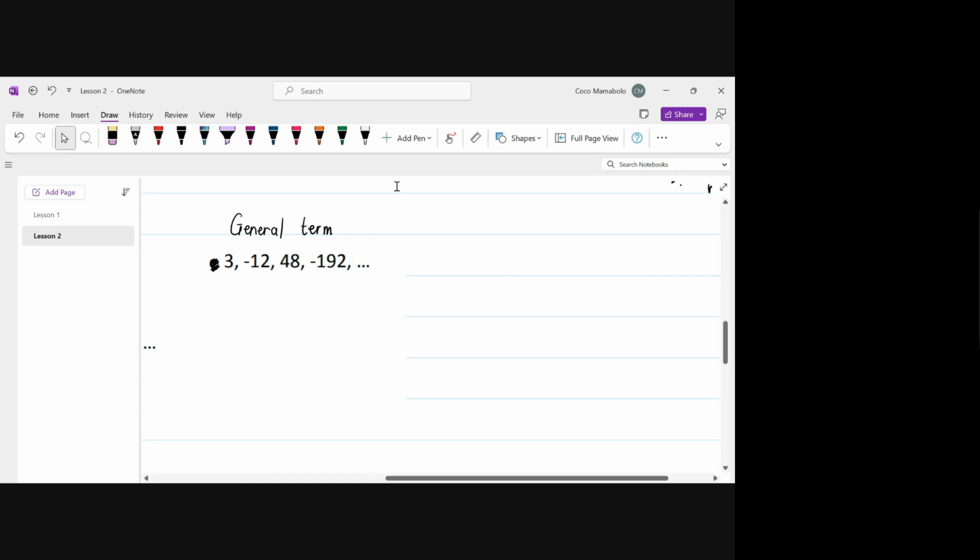All right, let's look. I can tell my A is 3. And my R is going to be, if I take T2, negative 12 divided by 3. That's going to give me an R of negative 4. 48 divided by negative 12 will also give me negative 4. So if I were to write my general formula, I would do this. Tn is equal to 3 times bracket negative 4 to the power of n minus 1.